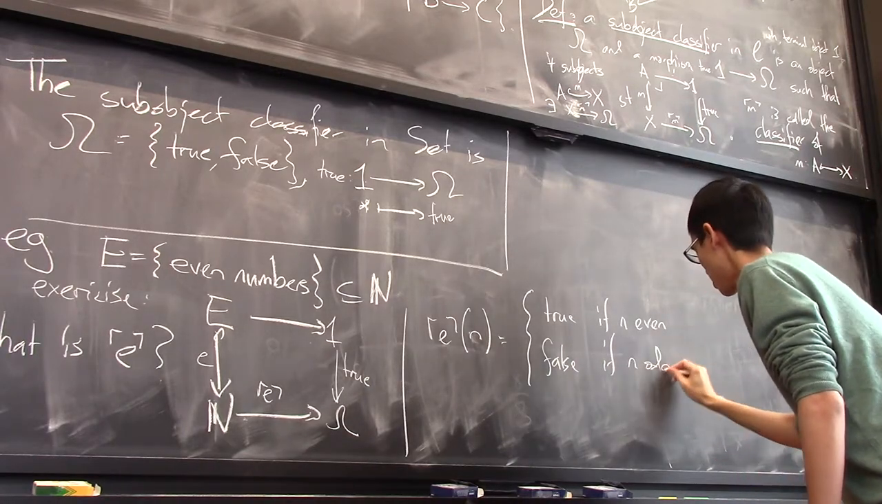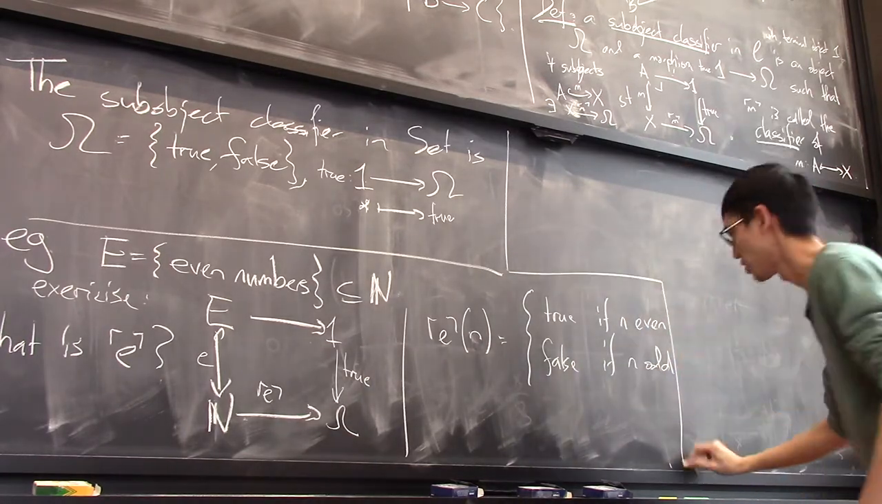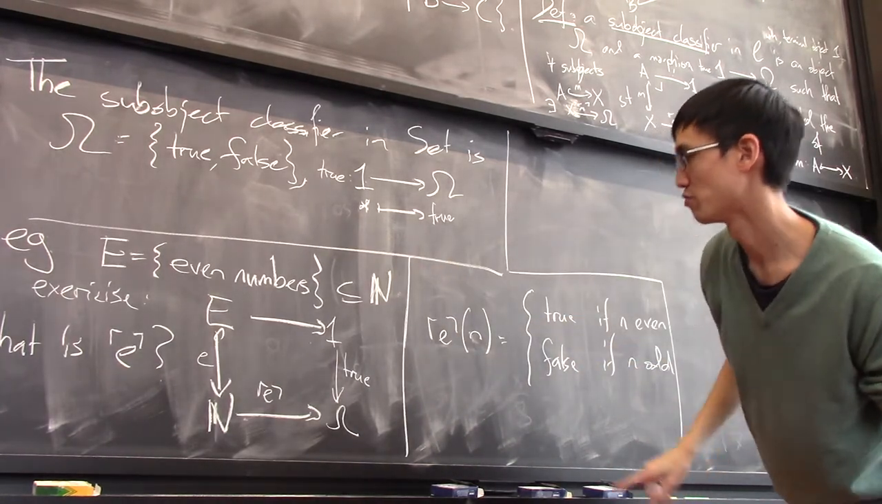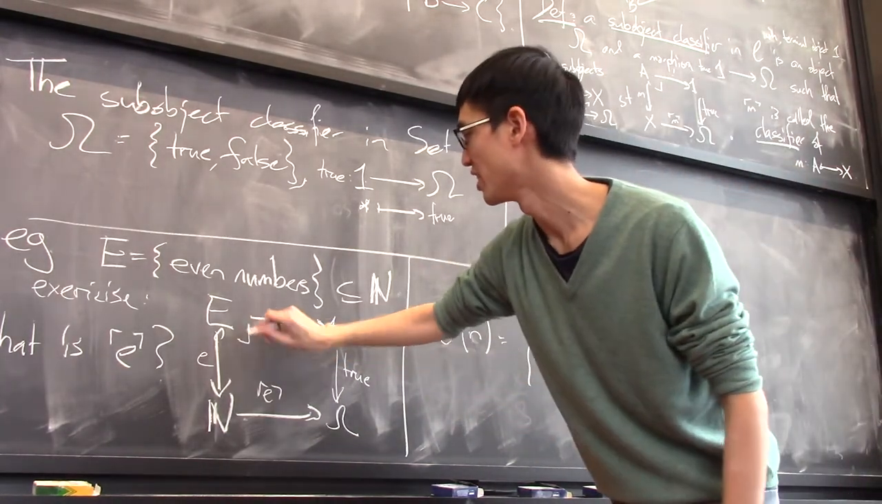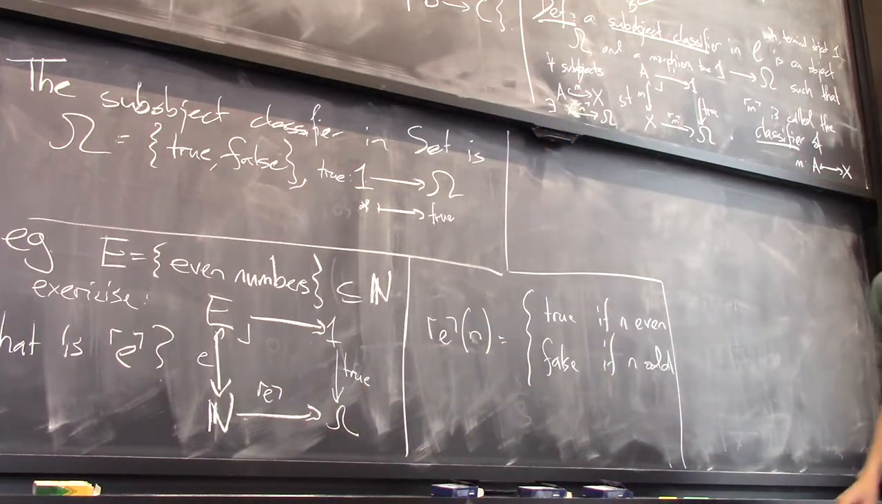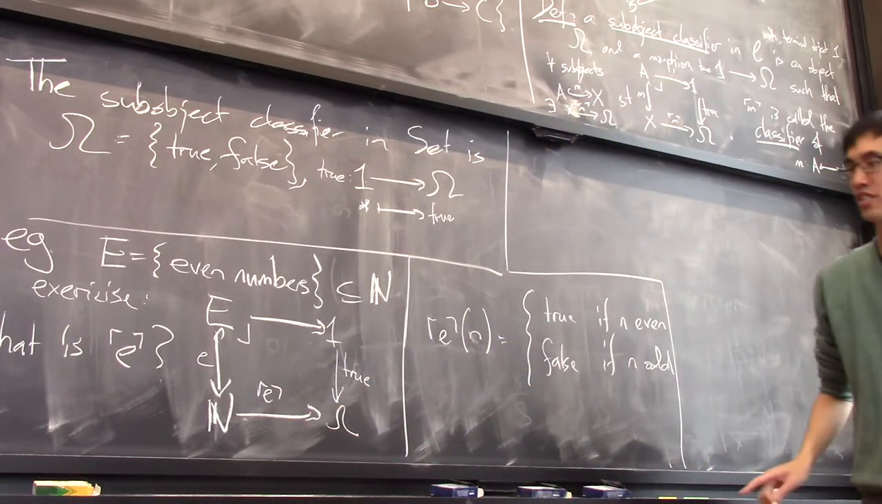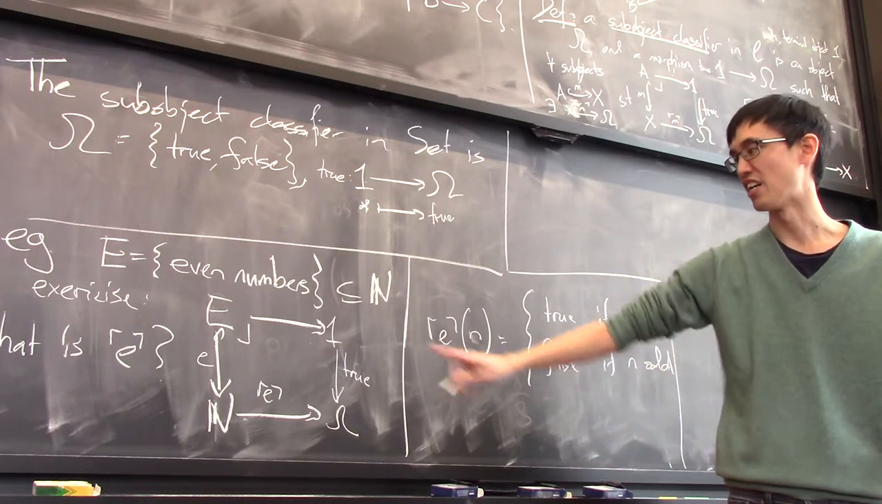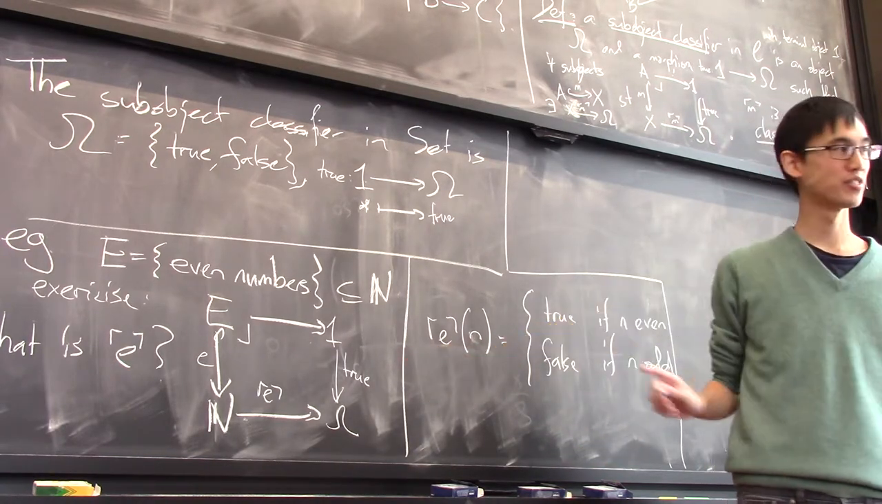So then, why is this true? We need to check that this is a pullback, right? Do people want a minute and a half to discuss why this is a pullback?